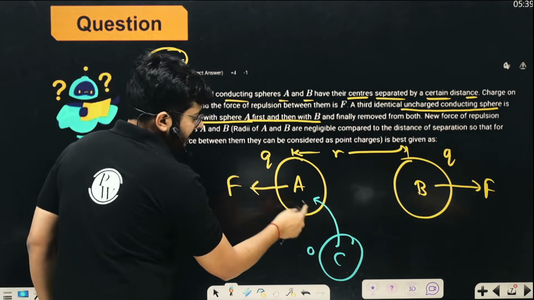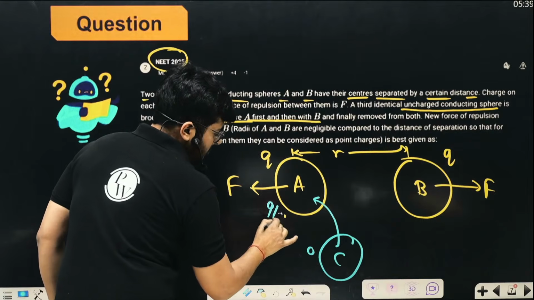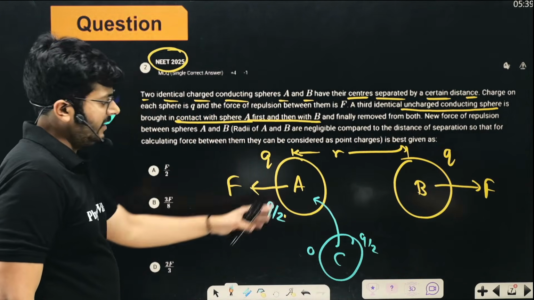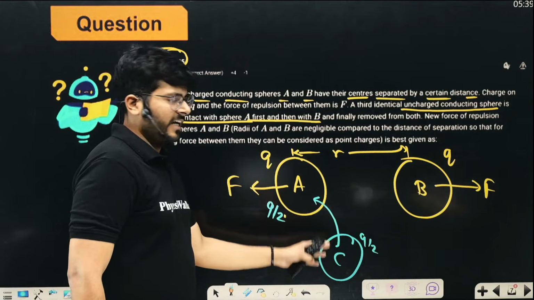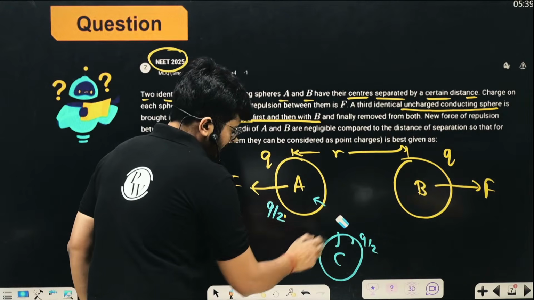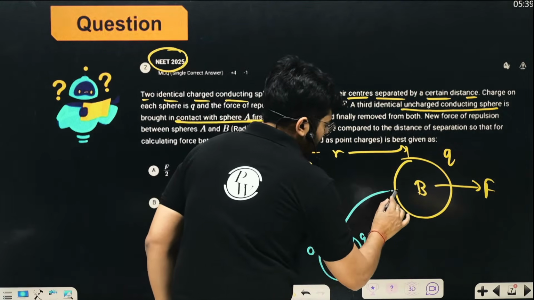So after contact with A, the new charge is Q by 2 on each, because they are identical, and the charge will equally distribute. Now you remove it from A, and now you put it in contact with B.